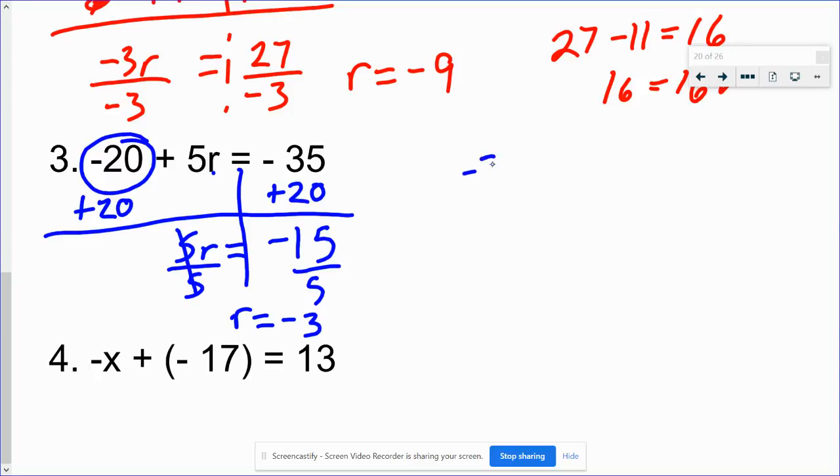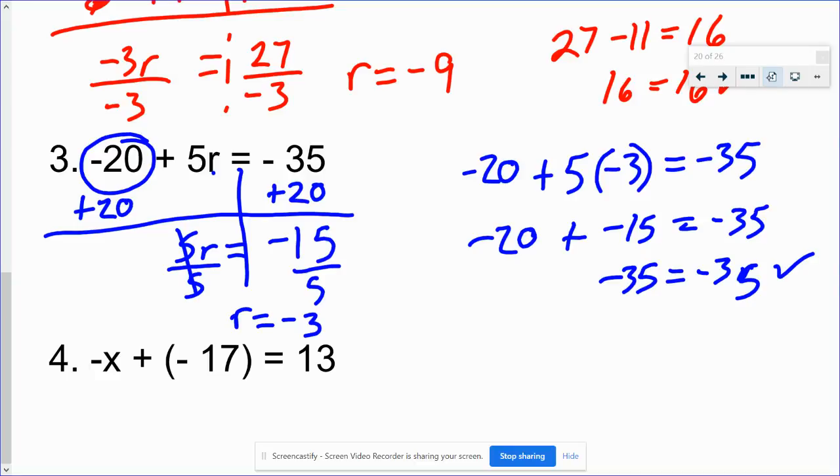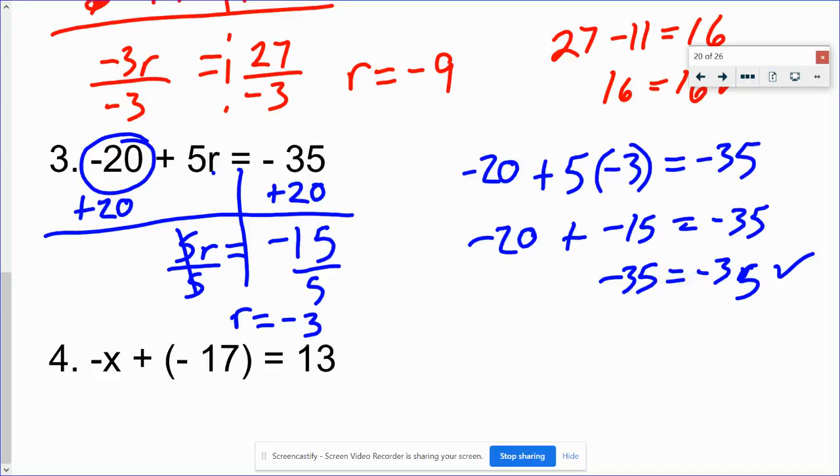So we check. Is negative 20 plus 5 times negative 3 equal to negative 35? Well, what's negative 20 plus negative 15? It is negative 35, and we are good on that one. Oops, I put an r. All right, let's look at our next. Let's go green.